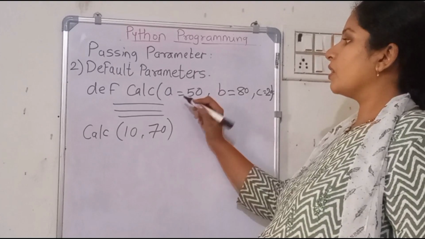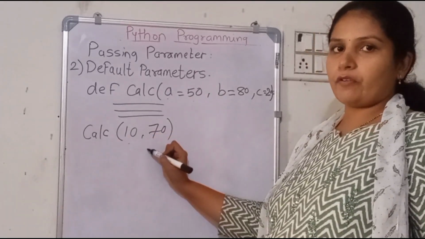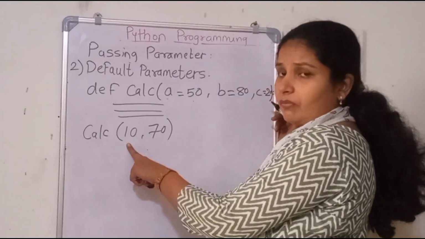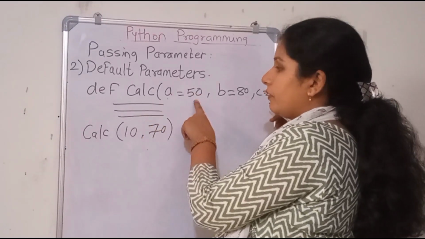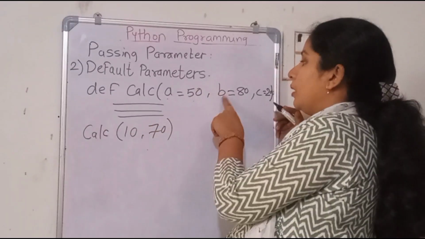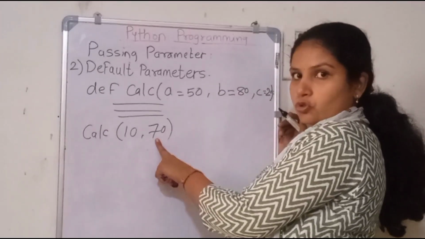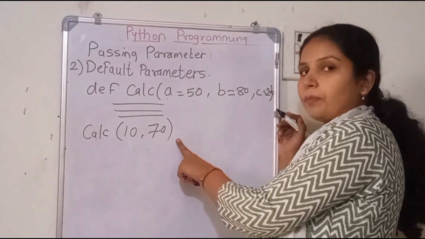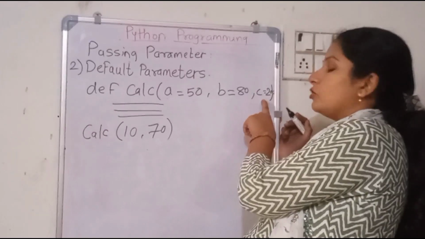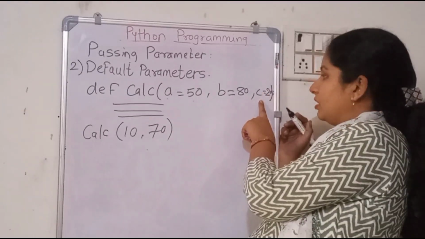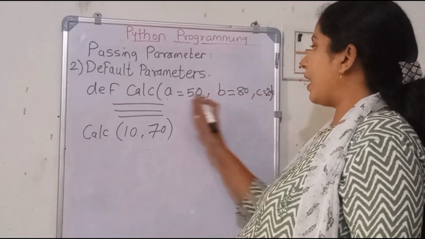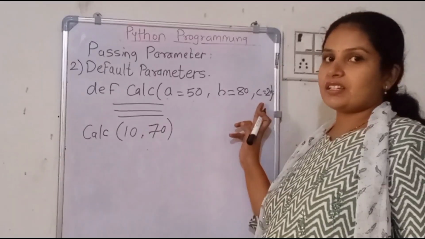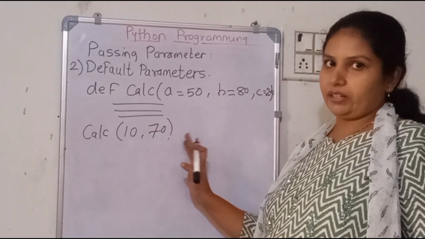So here what happens? A equal to 50, but by calling the function we have provided the values. Even though A equal to 50, we are giving 10 at the time of calling, so 50 will be replaced by 10, A equal to 10. B equal to 80, but we are providing the second value to the parameter, so 80 will be replaced by 70. Here we have not provided the third value, but since 20 is assigned to C, it's okay. That means you have all three values: A equal to 10, B equal to 70 and C equal to 20. We are considering the default value because we have not provided any here, right?